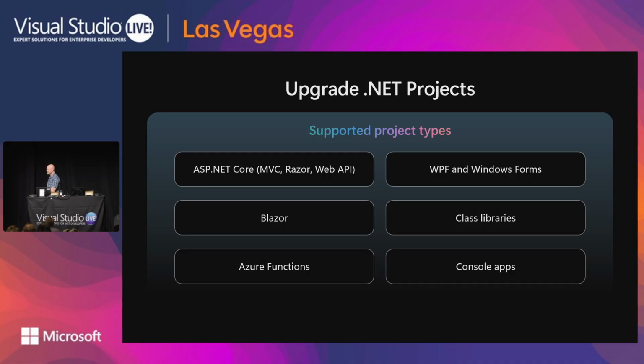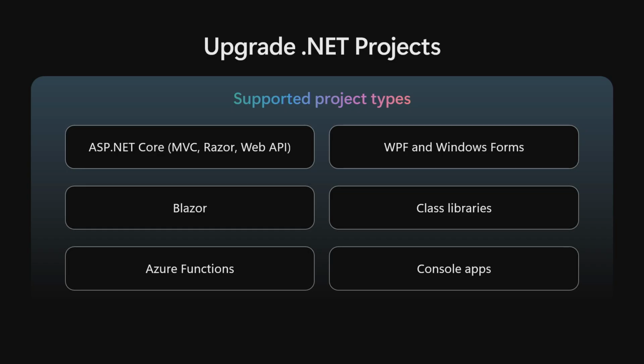WPF and WinForms. This is something a lot of people don't think about, but modernizing WinForms is super easy in a lot of cases. Most of the time, it's locked in by your components. But if your components support it, updating a WinForms app gives you a much faster app, unlocks a lot of things, and is relatively fast, kind of a version bump sort of thing. Class libraries and console apps.